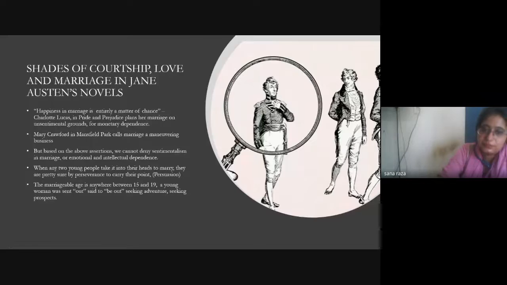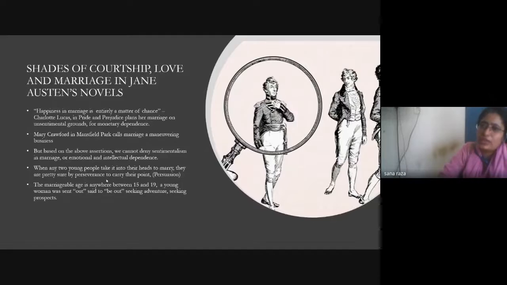Happiness in marriage is entirely a matter of chance. Charlotte Lucas in Pride and Prejudice plans her marriage on unsentimental grounds. If you remember, Charlotte Lucas is a friend of Elizabeth. She's 27 years old, and when she is proposed to by Mr. Collins, who is 25 years old but owns a parish and is working in a church, she says that she is 27, she cannot afford to be romantic, she is dependent on her parents, and so she needs financial stability, and love might eventually grow. So she ends up marrying for monetary dependence.